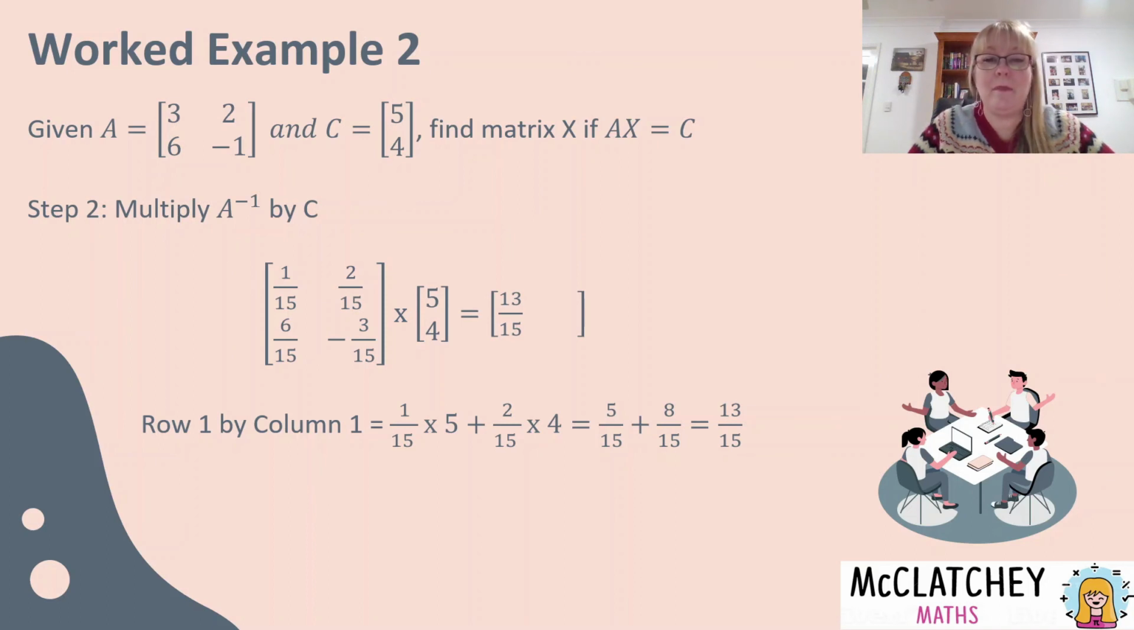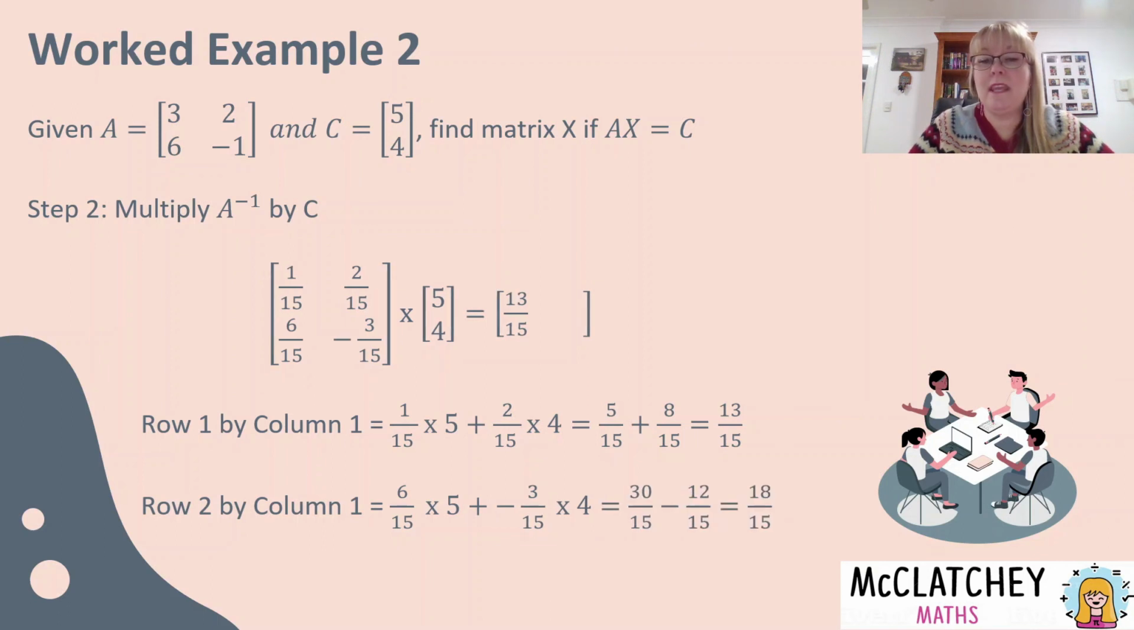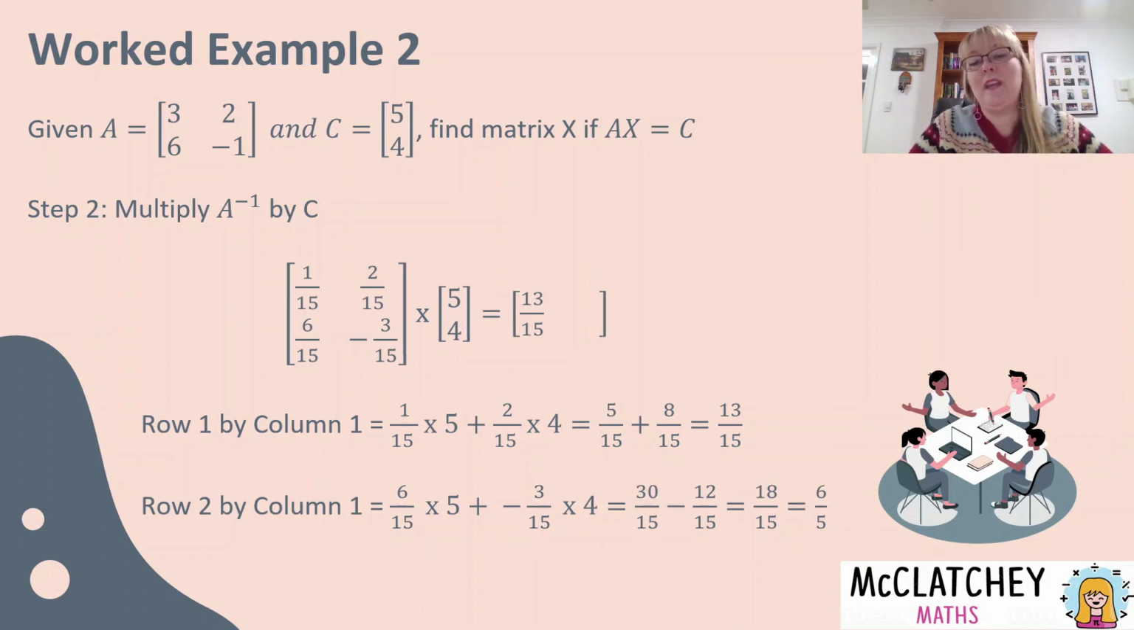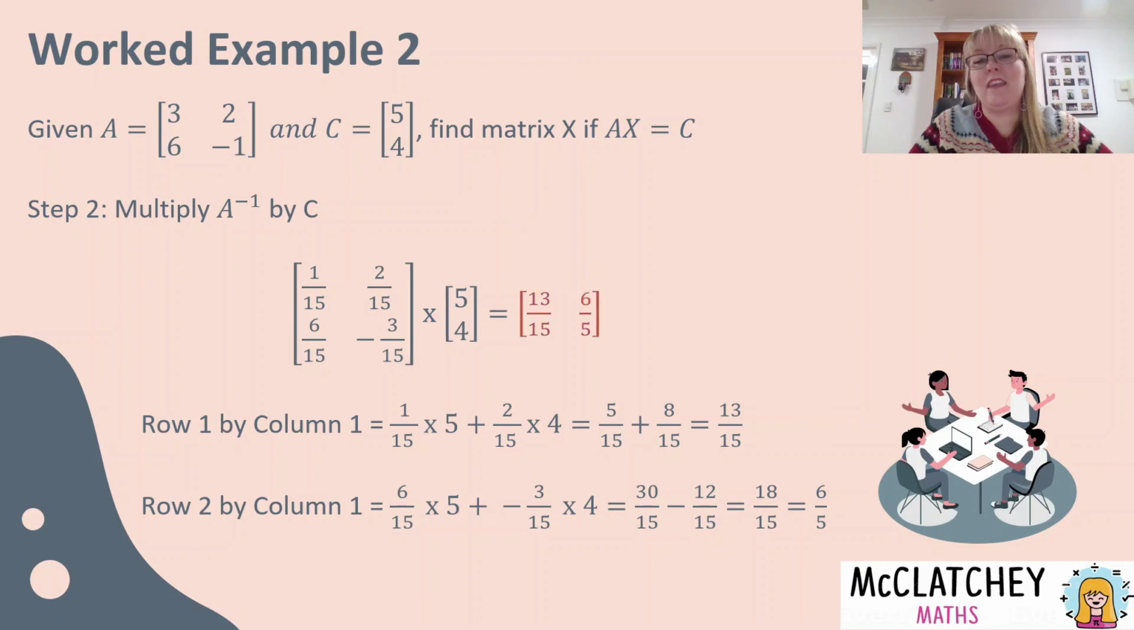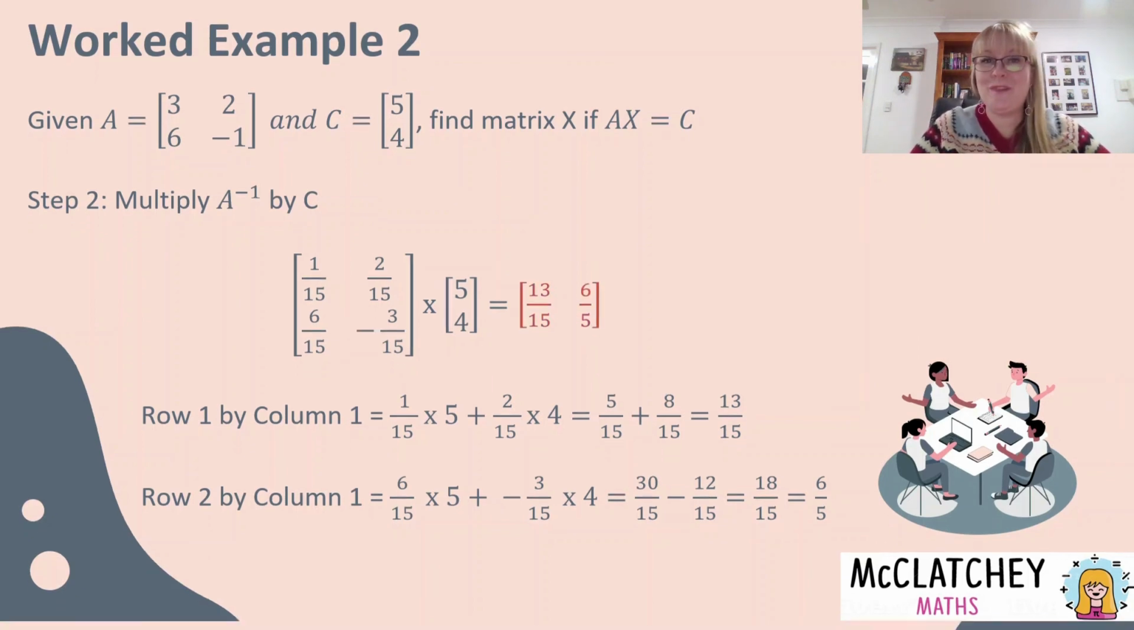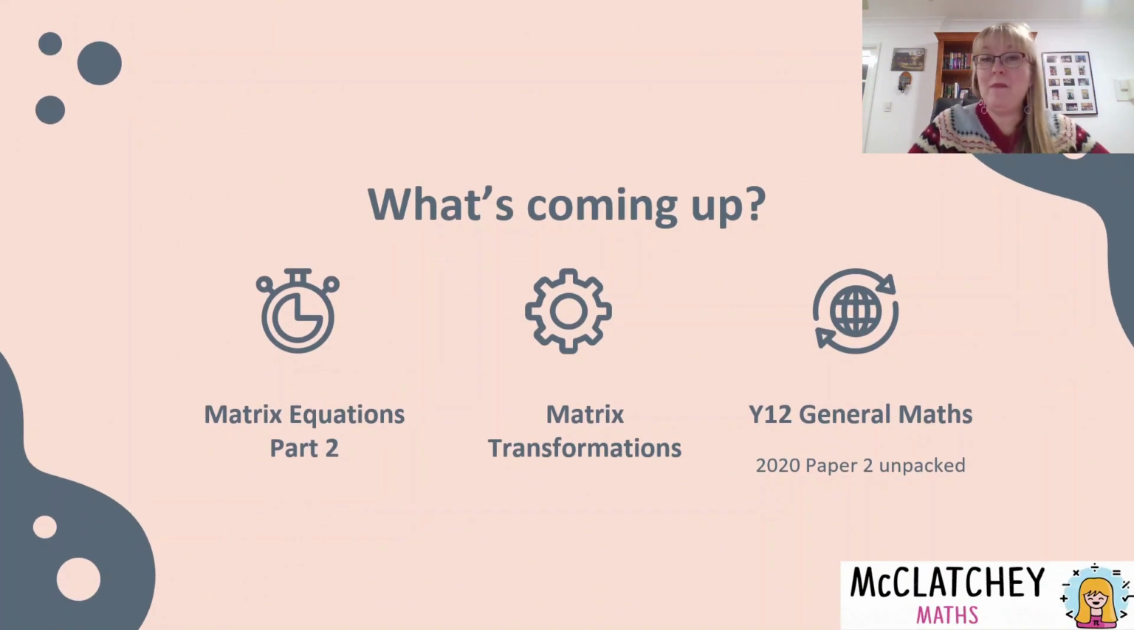The next step is I'm going to take row 2 and multiply that by column 1. I've got 6/15ths, and I'm going to times that by 5, and then add -3/15ths times 4. I end up with 30/15ths take away 12/15ths, which gives me 18/15ths, and now I can simplify that. We take that common factor out of there, and it becomes 6/5, and that is the solution to the question. That was only part 1.